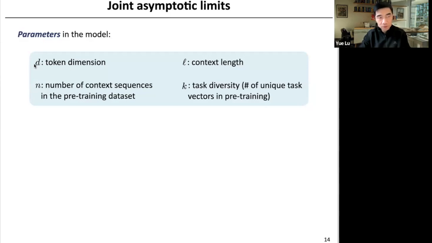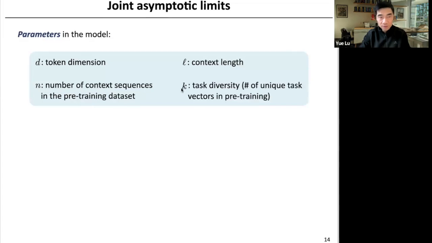Then D is considered to be large. And then we also have this number L, the context length: how many different input and output pairs do we need to provide to the neural network? We use L to represent the length of the input sequence. And then N is the total number of such sequences that we provide in the pre-training data set. That is, N captures the sample complexity.